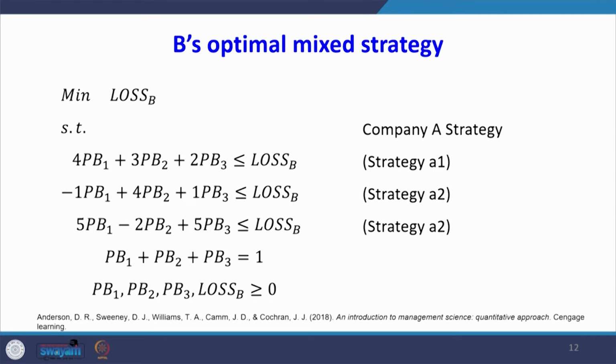The complete linear programming problem for B's optimal mixed strategy is like this: minimize loss B. The constraints are less than or equal to loss B. So, what is the meaning of this one? If company A goes for A1, company B will try to minimize the loss. That is why it is less than or equal to. If company A goes for A2, company B will try to minimize its loss, that is why it is less than or equal to.